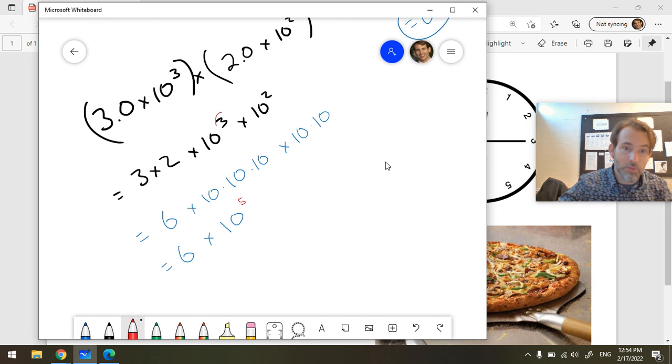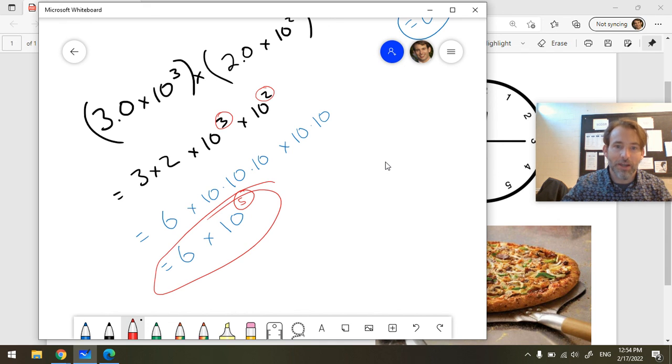Do you see the connection between these numbers and this number? Yeah, that's right, folks. When you're multiplying powers with the same base, you can add the exponents. So we can use that to simplify our scientific notation questions very quickly.